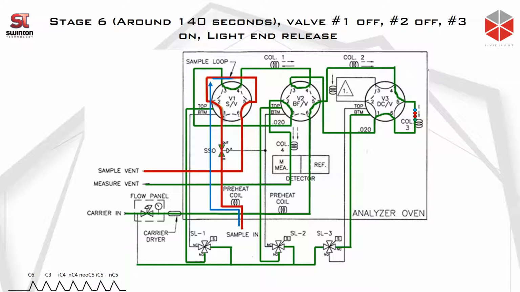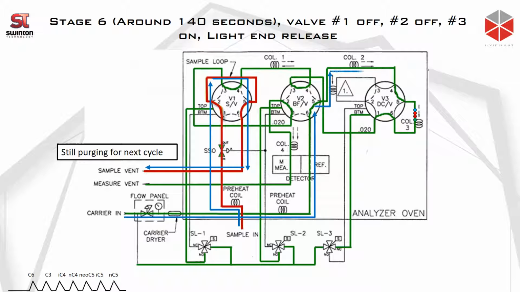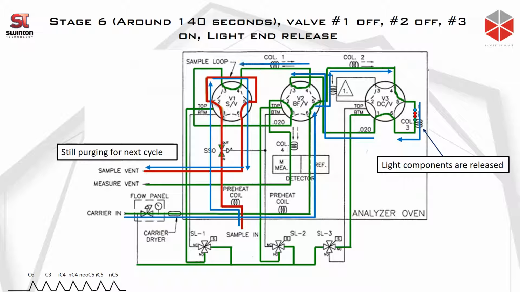Basically, we still have the sample gas purging for the next cycle, and the gas flow goes through column 2. Now it goes through column 3, which releases all the light components. All the light components get pushed by the carrier gas. It will then follow the flow through column 1 into the measurement detector. So all the light components will go like that. The first one out will be the nitrogen, and then we will have the methane, then CO2, and then the last one is ethane.